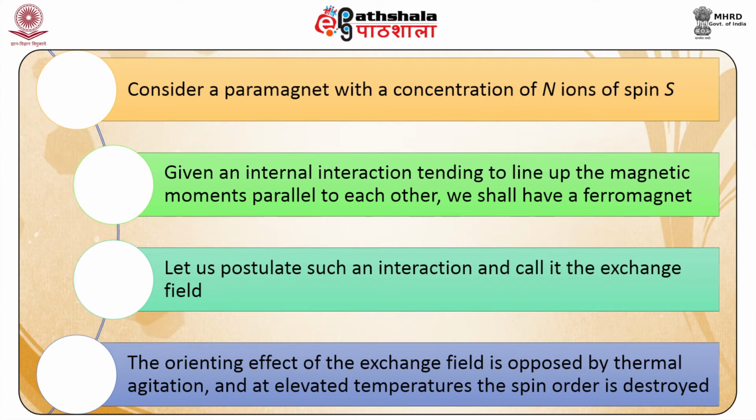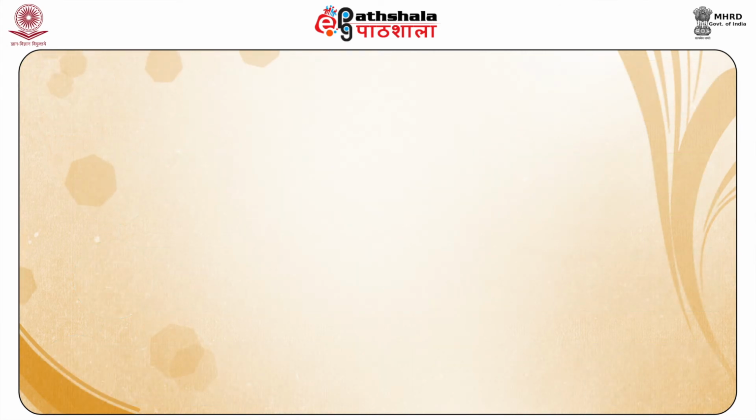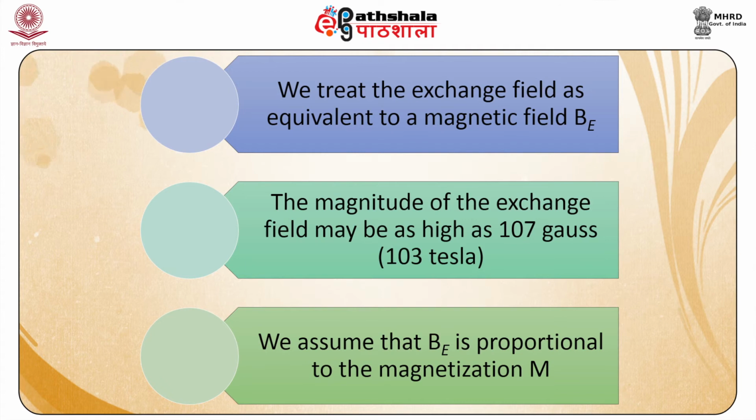The orienting effect of the exchange field is opposed by thermal agitation, and at elevated temperatures, the spin order is destroyed. We treat the exchange energy as equivalent to the magnetic field Be. The magnitude of the exchange field may be as high as 10^7 Gauss. We assume that Be is proportional to the magnetization.